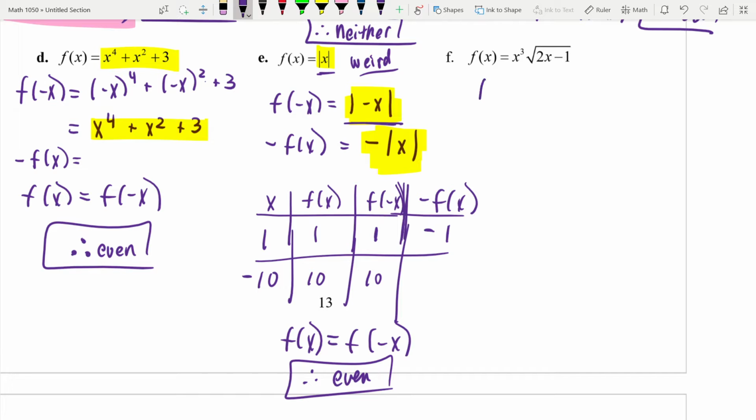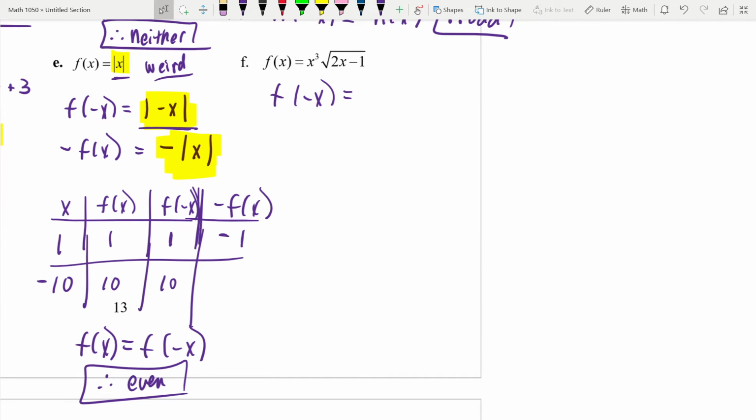Okay? Next one. F of negative x. This is tricky. Weber State used to love to give these questions. They haven't done it as much, just so you know. But put everything in parentheses. So look what you're going to do. Parenthesis, negative x to the third, square root, 2 parenthesis, negative x minus 1.